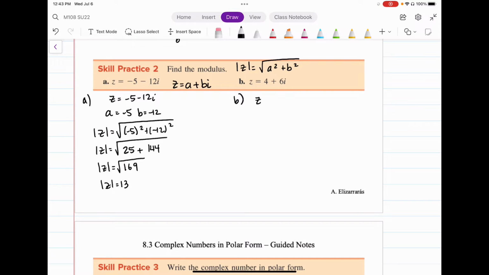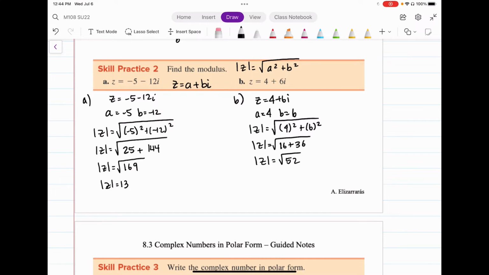Part B, z equals 4 plus 6i. a is then 4 and b is 6. Remember that the b term is always the imaginary term and a is always the real term. The modulus is then the square root of 4 squared plus 6 squared. 4 squared is 16. 6 squared is 36. The square root of 16 plus 36 is the square root of 52.